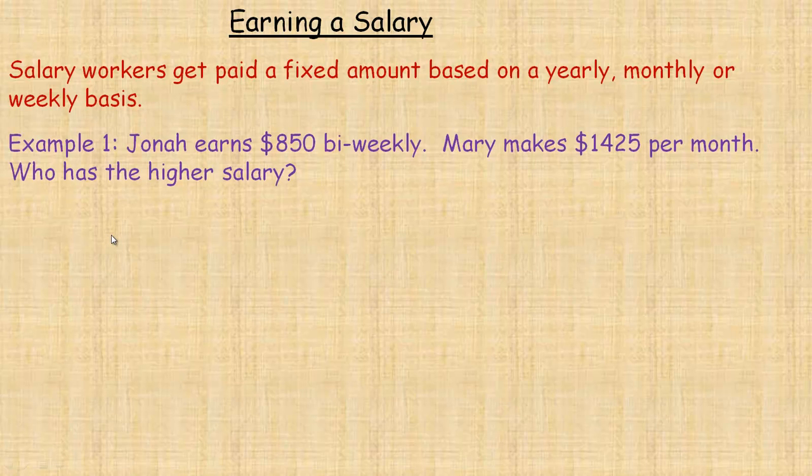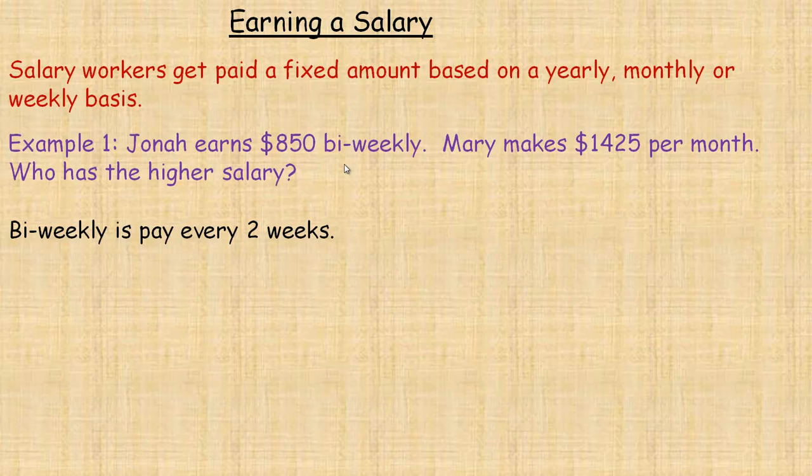And we're going to take a look at three examples altogether. In the first one here, it says Jonah earns $850 bi-weekly. Mary makes $1,425 per month. Who has the higher salary? Now it's important to understand what the word bi-weekly means. Bi-weekly is pay you get every 2 weeks.